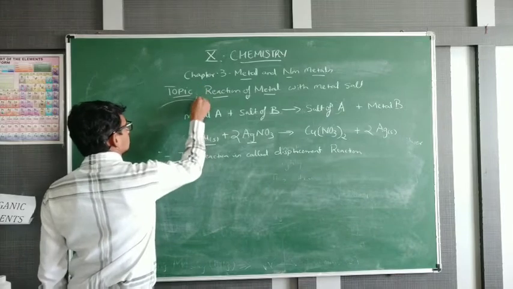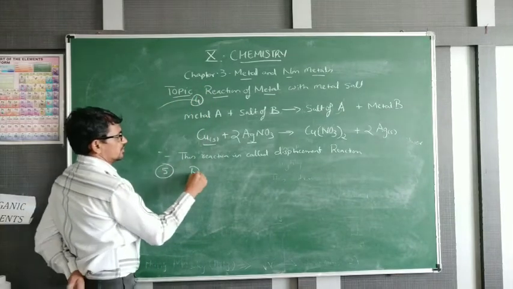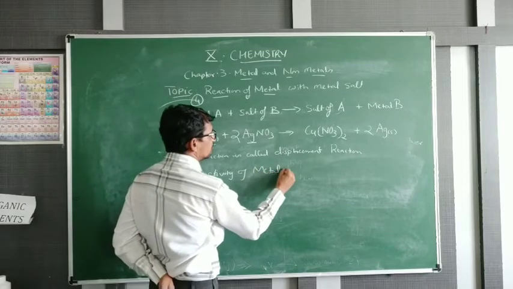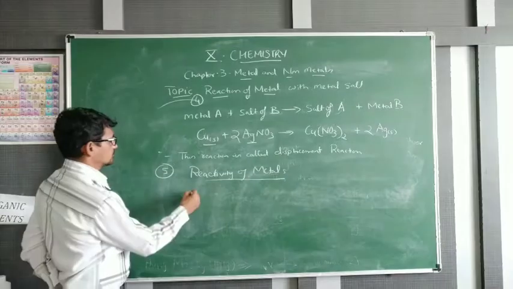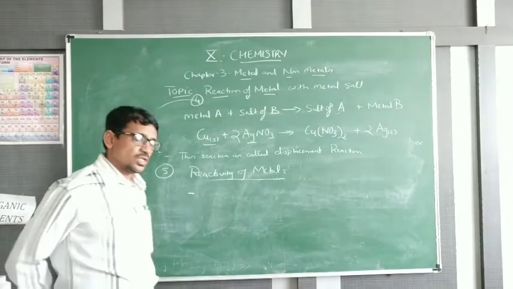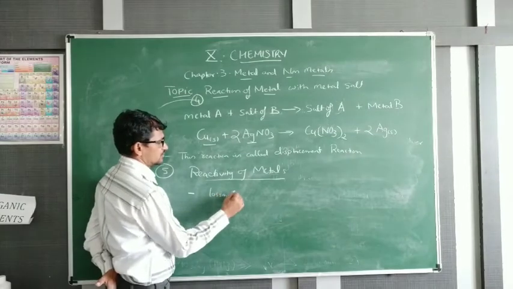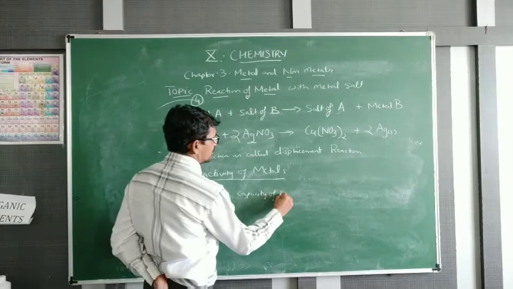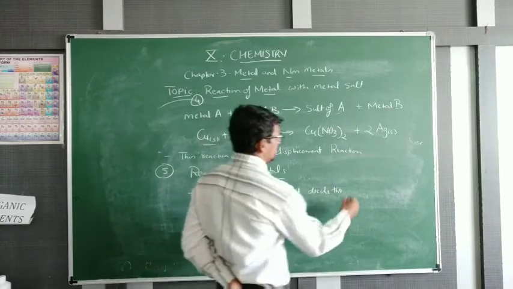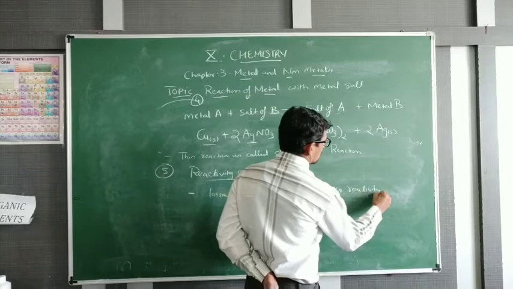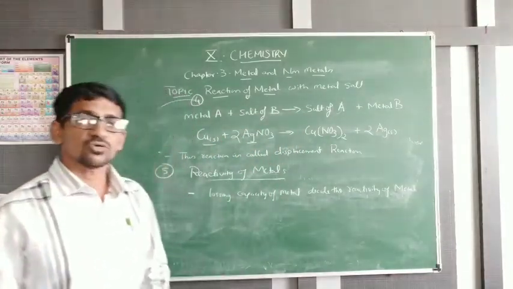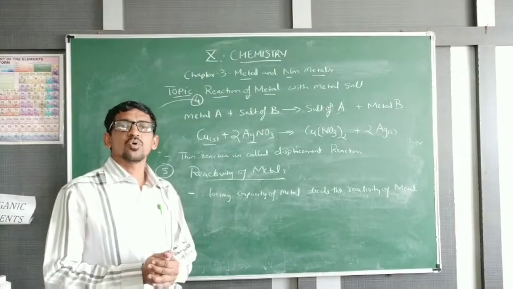That is topic number 4. Topic number 5 is reactivity of metals. The reactivity of a metal depends upon how easily the metal loses electrons. The capacity of a metal to lose electrons decides the reactivity of the metal. It means the metal which loses electrons fast is known as a more reactive metal.